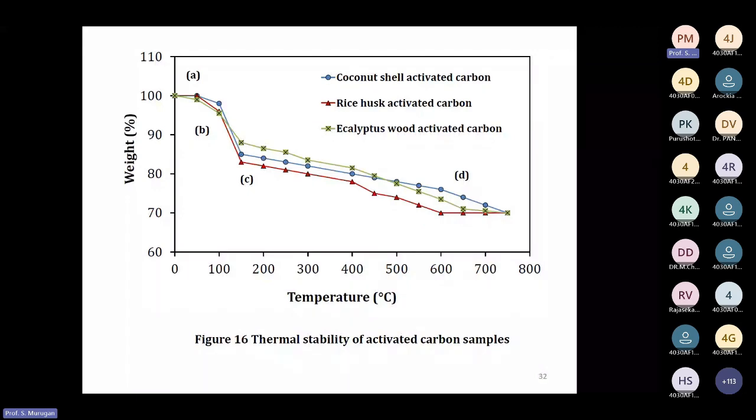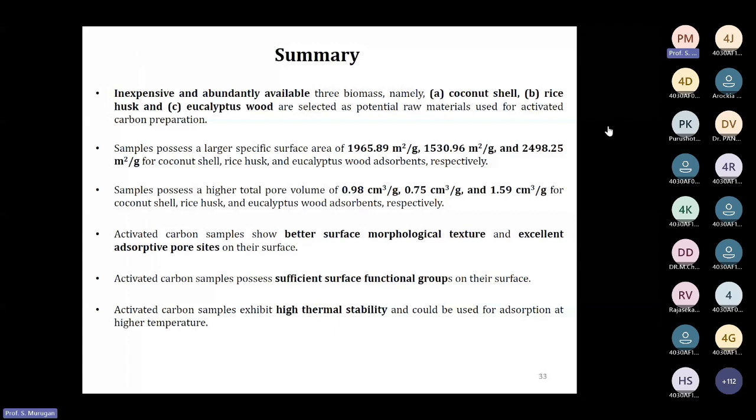If you see the characterization of this activated carbon, all these three samples possess a large specific surface area, which is a very good sign to capture CO2. The high pore volume, about 0.98, 0.75, and 1.59 centimeter cube per gram for these adsorbents, of course, again showed a very good sign for capturing CO2.